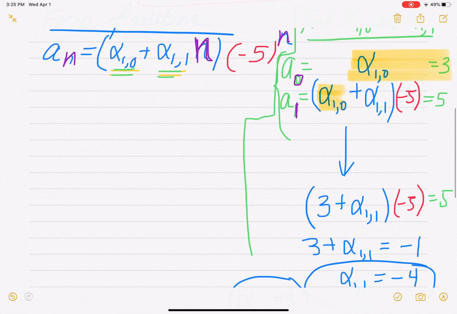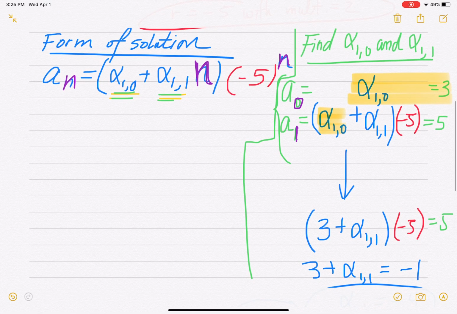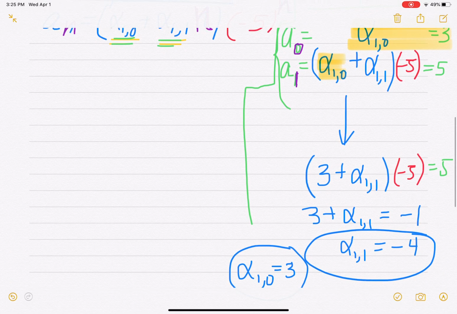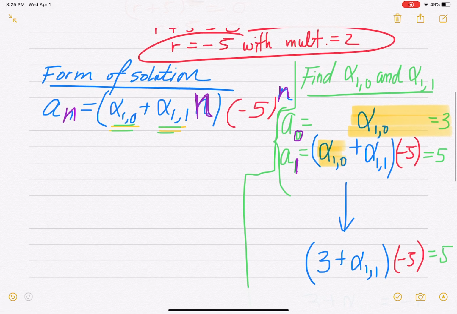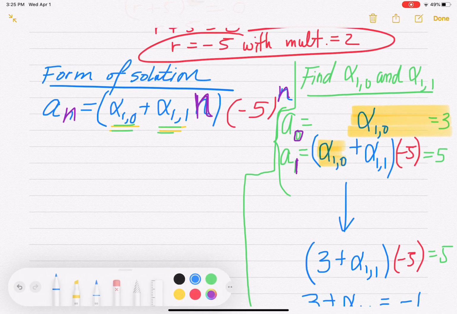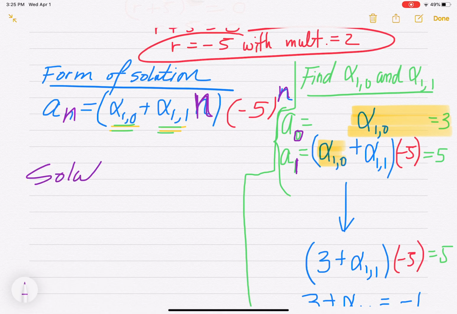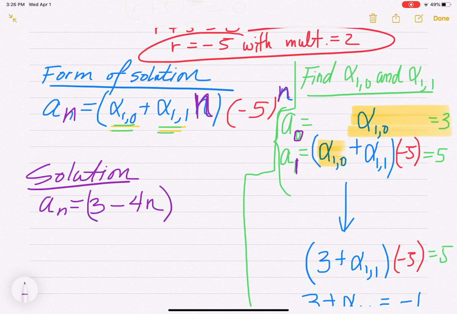Those are our coefficients. Let's plug them in, 3 and minus 4. So here we go, the exact solution: a_n equals (3 minus 4n) times (minus 5) raised to the n power. That's it.